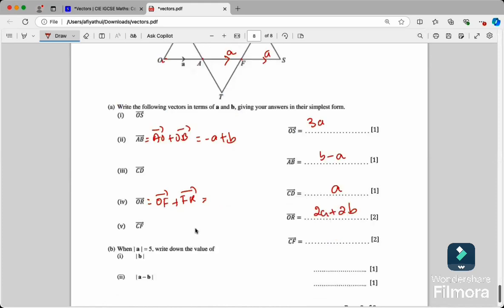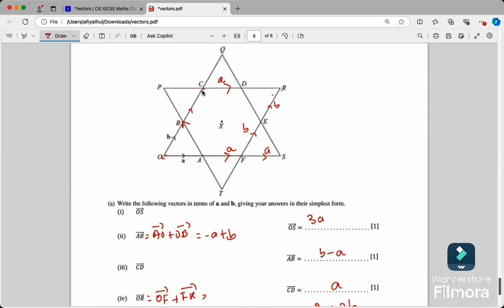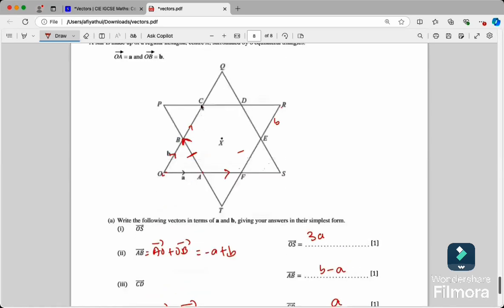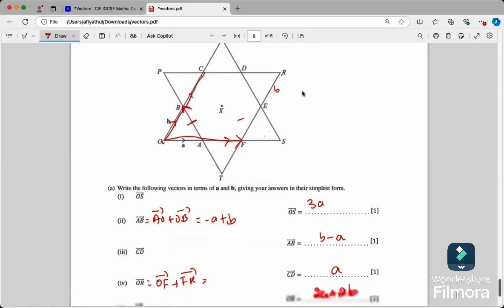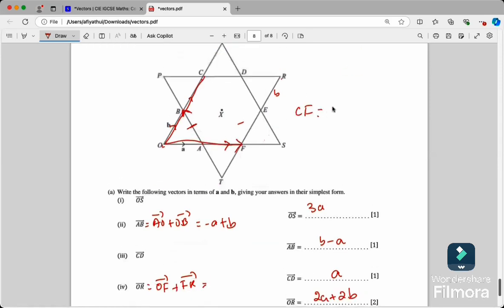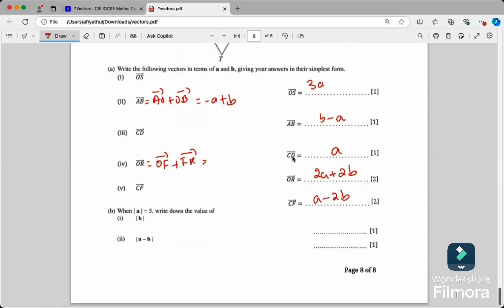Very simple. So CF, if you want to go from C to F, you can go the way from C to O and O to F, isn't it? So C to O and O to F. C to O is minus 2B plus O to F is 2A. So you can write it as 2A minus 2B. Therefore, you can write the answer here as 2A minus 2B.